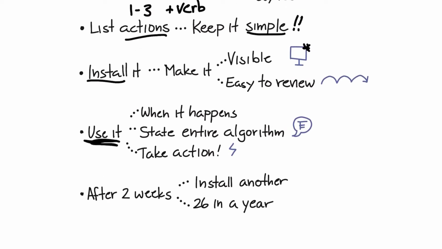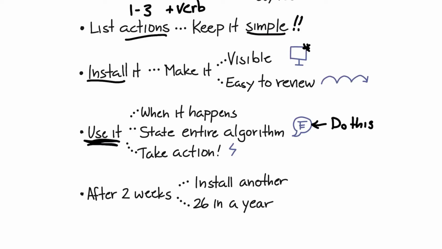So when an event happens, then state the entire algorithm out loud. Say we just did an algorithm right there. And if possible, state it out loud. Sometimes you may not be able to, but if you can, do that. It's going to help you to remember it, and it's going to give it some force.